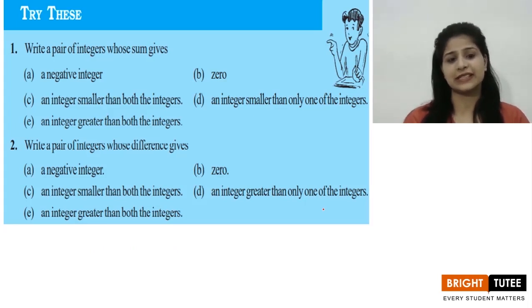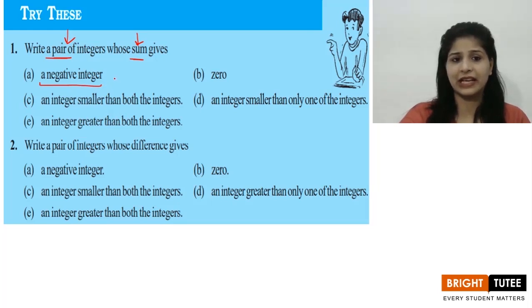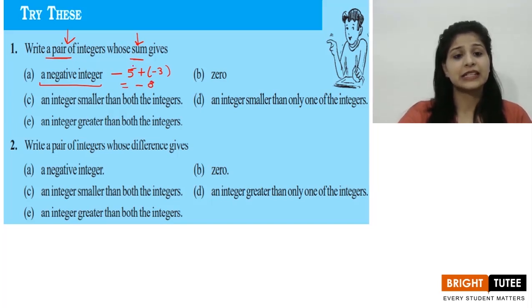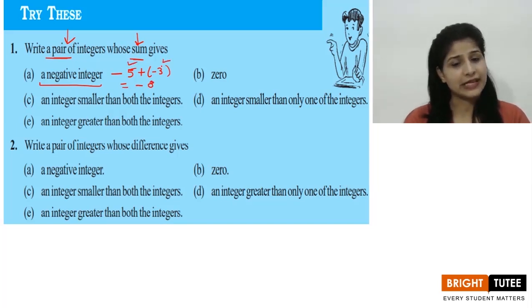Okay, so we're gonna try these things. Just see here, write a pair of integers whose sum gives a negative integer. Pair means we have to give two integers, students. That means we have to tell two integers, if we add them, it should give us a negative integer. There are many, like if I say minus 5, and I am adding minus 3 to it, what would be the answer? It would be minus 8. So yes, these are two integers, minus 5 and minus 3, and their summation is equal to minus 8, which is also a negative integer.